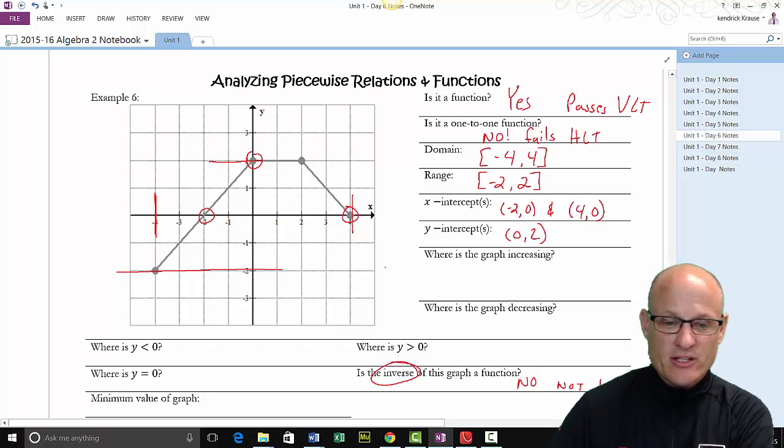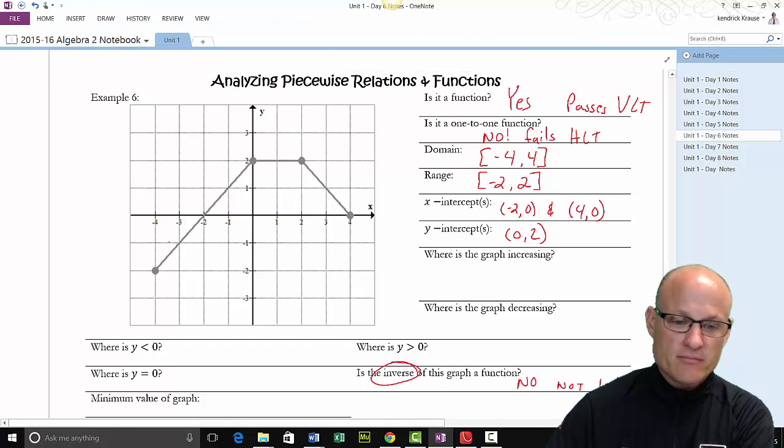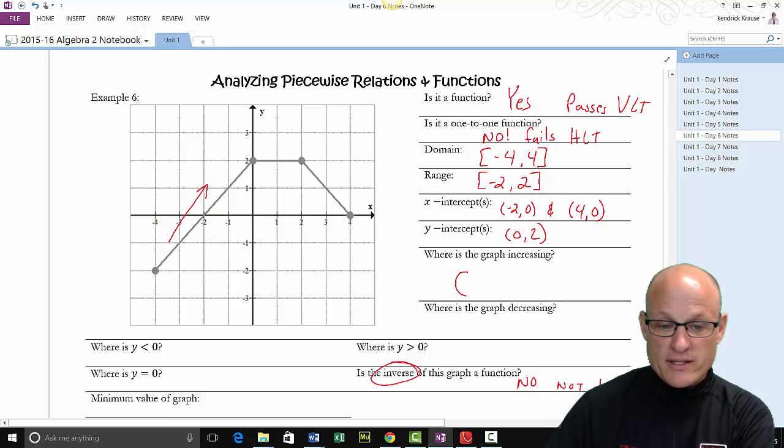Where is it increasing? Well, let me erase so I can see some things. It's increasing right here. So from, parenthesis, because it's not increasing at negative 2. I don't know exactly what it's doing at negative 2. So at negative 2 all the way up to 0, it's increasing. Now from 0 to 2, it's neither increasing or decreasing. It's just flat. But it's decreasing from 2 all the way down to 4, parenthesis.